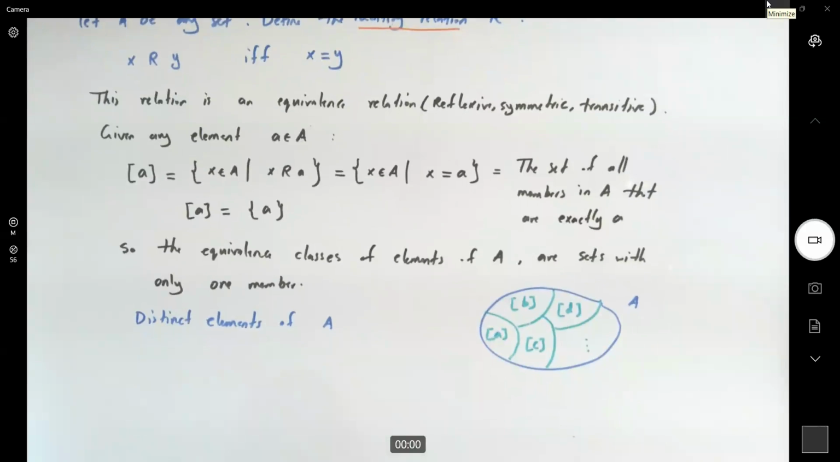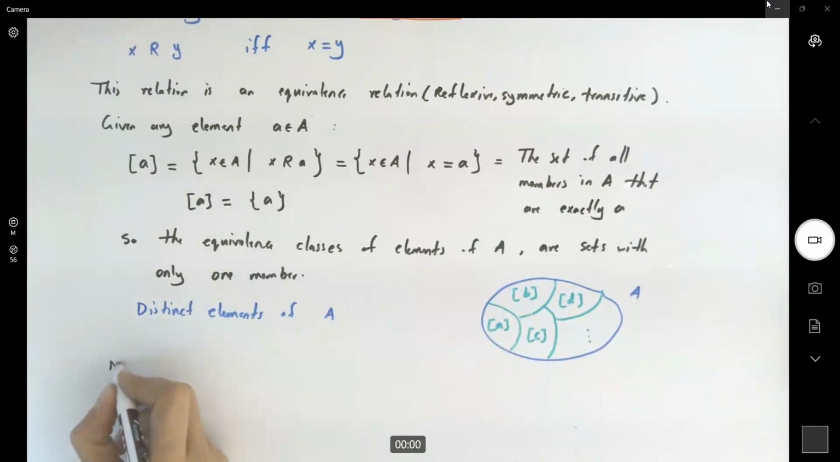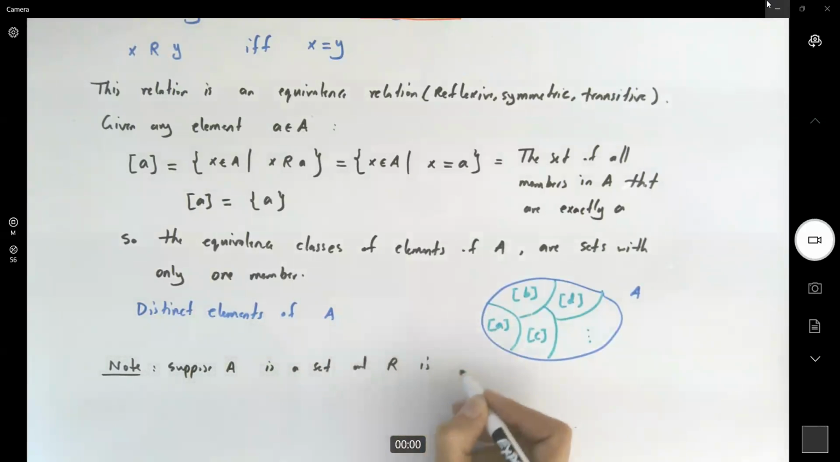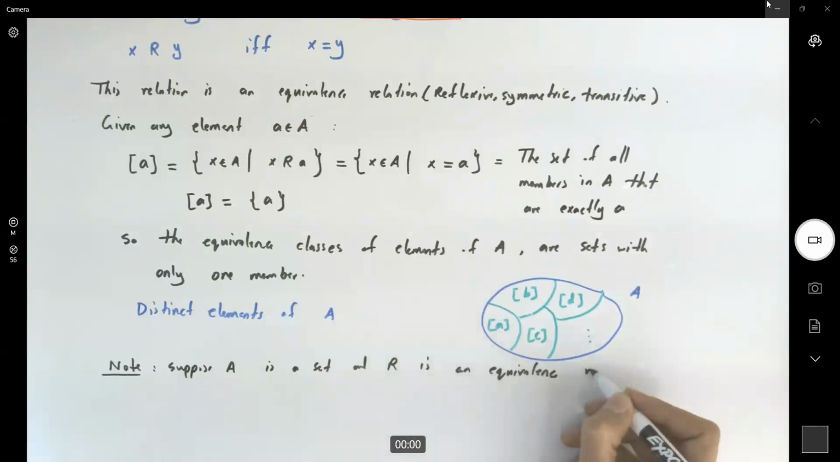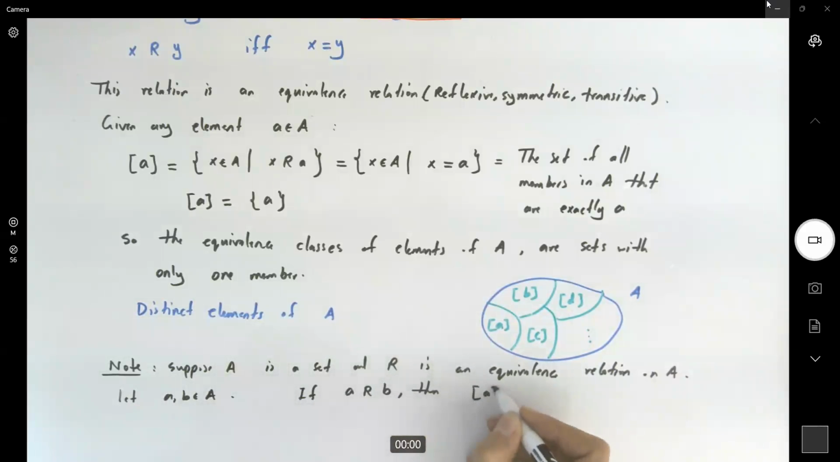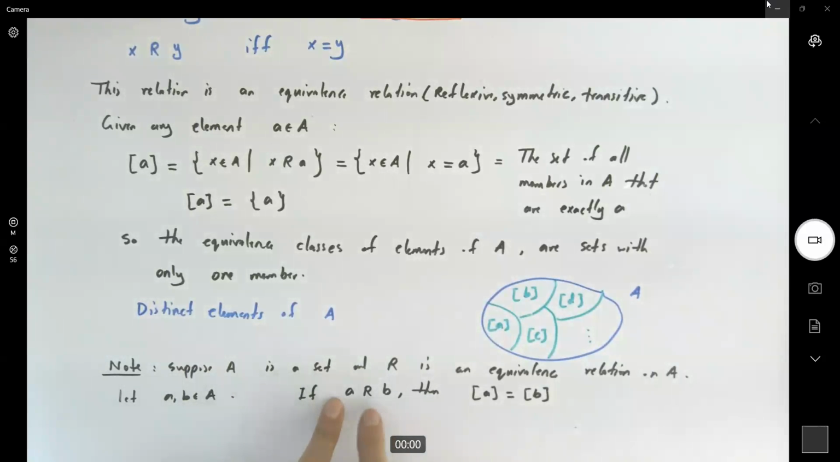Just a quick note. Note that suppose A is a set and R is an equivalence relation on set A. Let A and B be members of set A. If A is in relation with B, then for sure you can conclude that the equivalence class of A is the same as the equivalence class of B. If two members are related together, then their equivalence classes are the same as well.